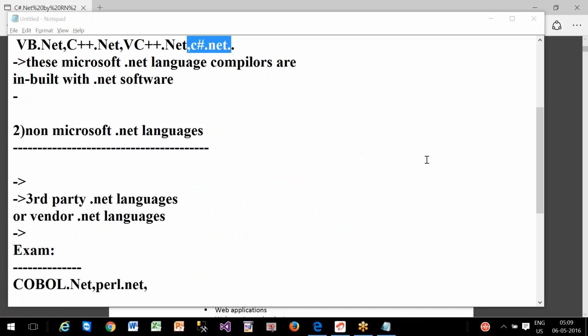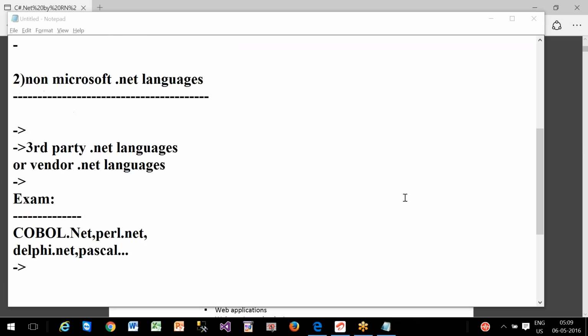Next, who can explain non-Microsoft .NET languages? Urmila, are you there? Can I explain? No, wait. We'll give it to Pandu. Pandu, come on, carry on. Explain about non-Microsoft .NET languages.